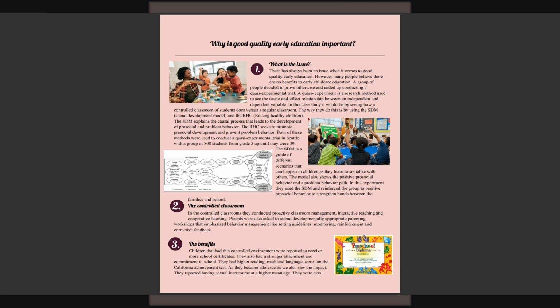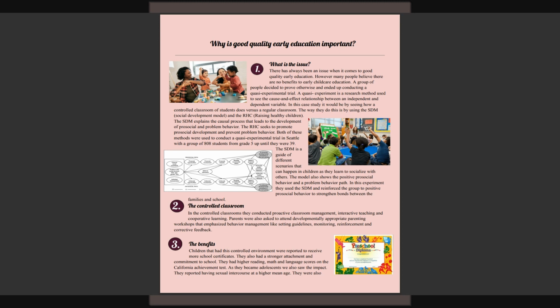Both of these methods were used to conduct the quasi-experimental trial in Seattle with a group of 808 students from grade 5 up until they were 39. The SDM is a guide of different scenarios that can happen in children as they learn to socialize with others. The model also shows the positive pro-social behavior and a problem behavior path. In this experiment, they used the SDM and reinforced the group to positive pro-social behavior to strengthen bonds between families and school.